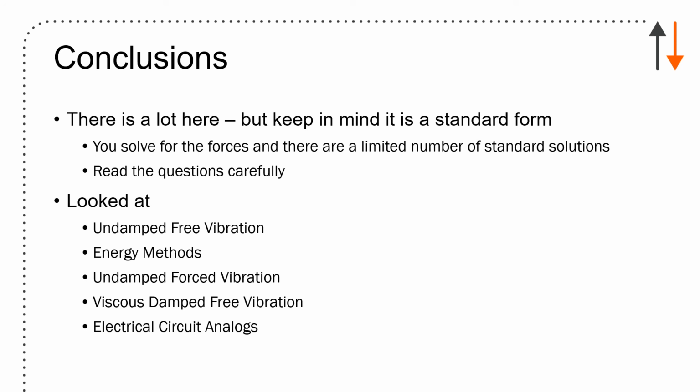We looked at undamped free vibrations, energy methods, which are not really covered in the course, but I kind of like them, and I also talk a little bit about Lagrangian methods elsewhere. Undamped forced vibrations, viscous damped free vibrations, and electrical circuit analogs. All of this together gives you an overview of what to expect in this chapter. There's a lot of material here, and it's not necessarily very challenging, but it is new, and it's important that you get comfortable with it when you start.